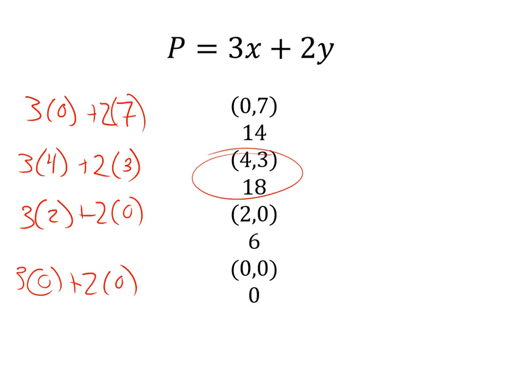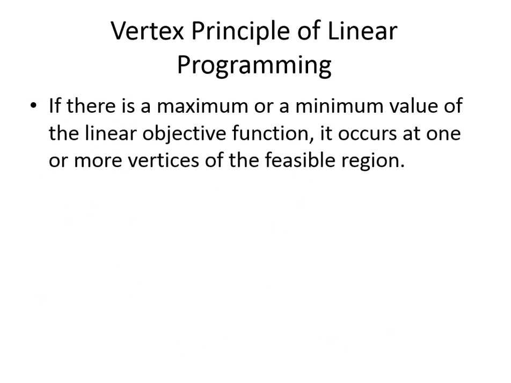The reason for this is something called the vertex principle of linear programming. If there is a maximum or minimum value of a linear objective function, it occurs at one or more vertices in the feasible area, or the feasible region.